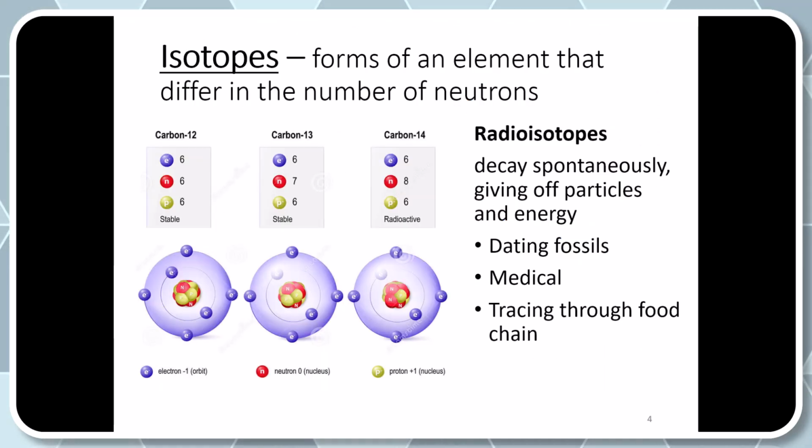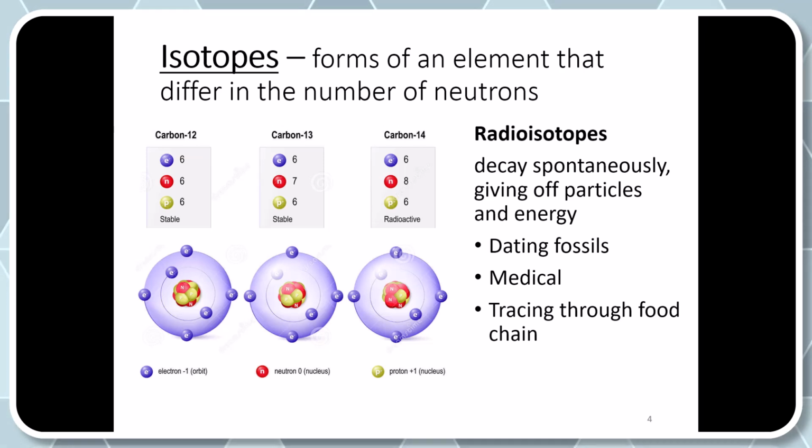So isotopes are forms of an element that differ in the number of neutrons they have. So on this slide, there's pictures of different isotopes of carbon. All of those isotopes of carbon have 6 protons because that's what makes it carbon, but they have different numbers of neutrons. If you look at the first one, carbon 12 has 6 protons and 6 neutrons. Carbon 13 has 6 protons and 7 neutrons. Carbon 14, 6 protons, 8 neutrons.